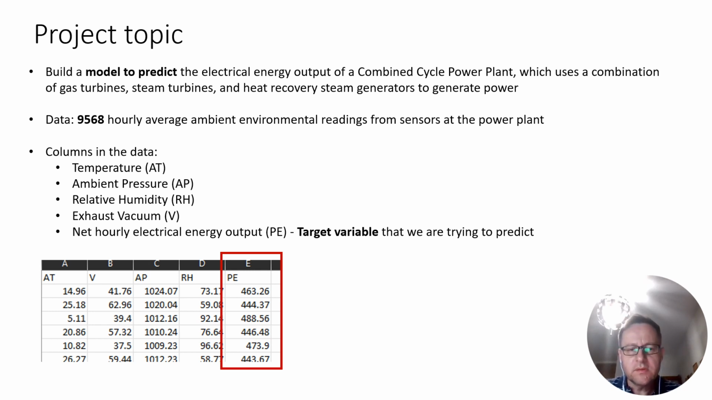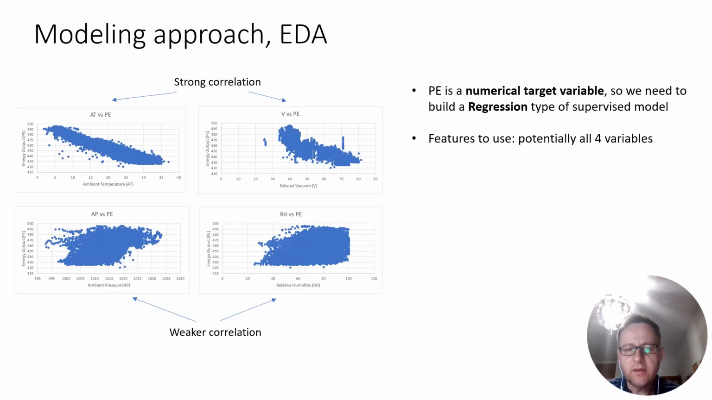So all variables, including the target variable, the output variable, were numerical. So this is a regression type of problem. So we need to build a supervised model of a regression type.